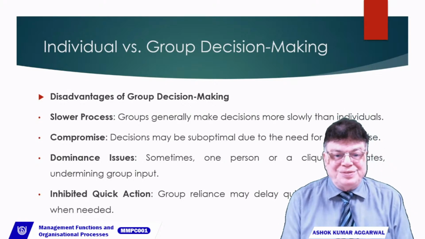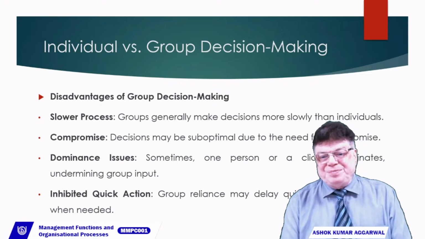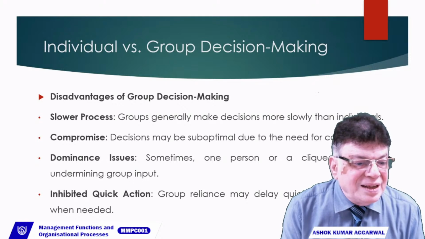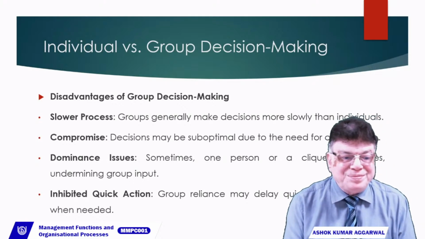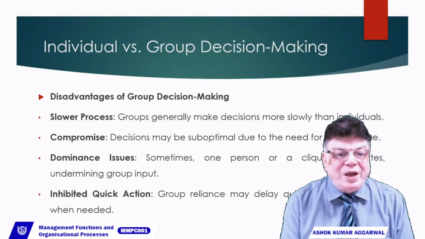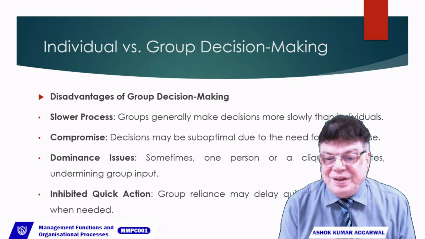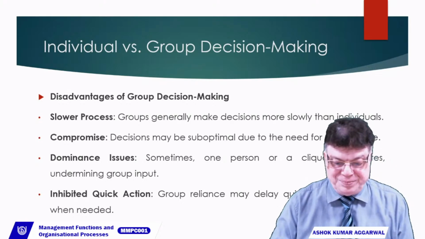Dominance issues. Sometimes one person or a clique dominates, undermining group input. Inhibited quick action. Group reliance may delay quick, decisive actions when needed.